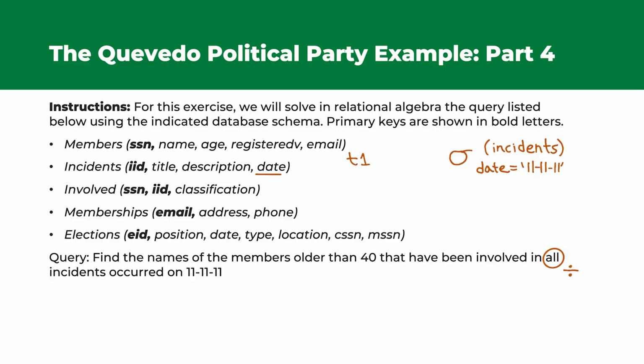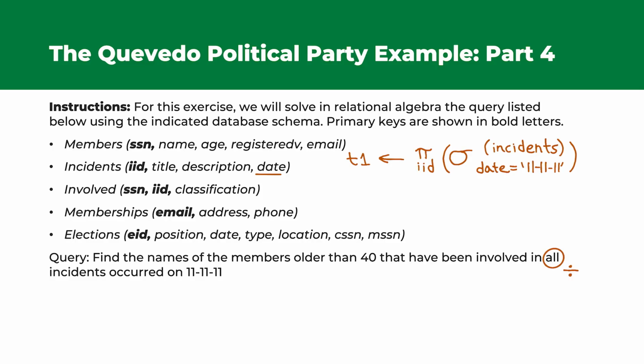Now, to be able to do the division later, I just need the IID, because that has to be a subset of involved. So here we're going to enclose this in parentheses and do a pi on IID, and finally I'm going to assign that to T1. So T1 has the identification of all incidents that occur on November 11.